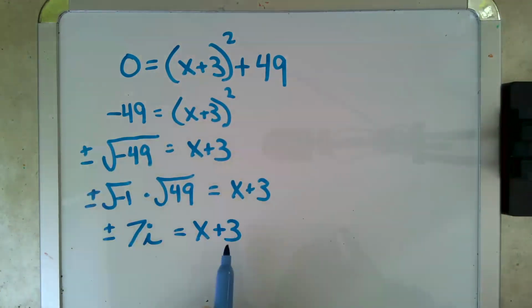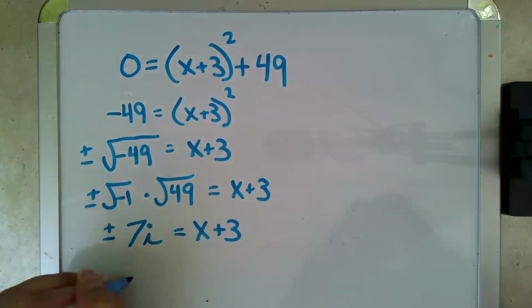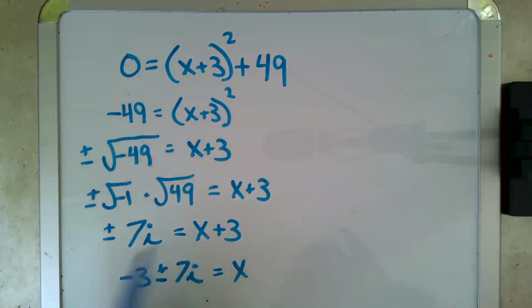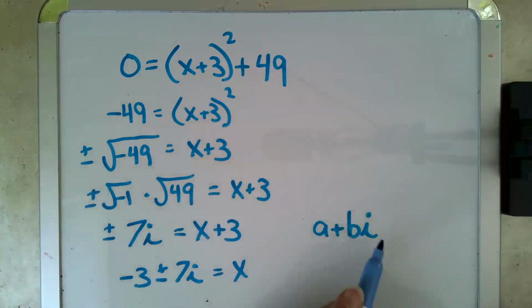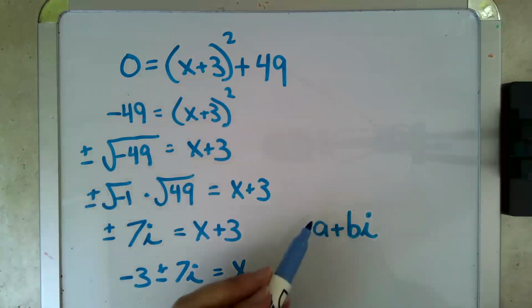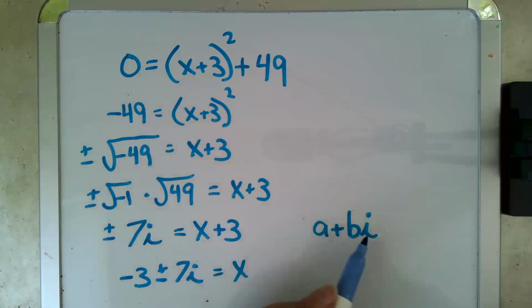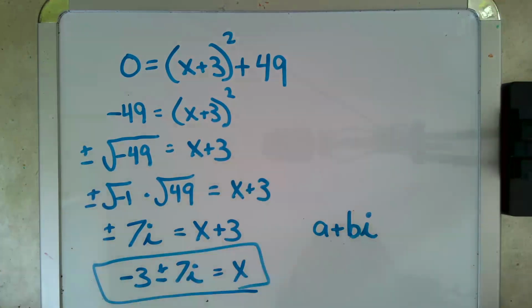And then my last step is I'm going to subtract 3 from both sides. I'm going to put that 3 in front of all of this because convention says I write my complex number in the form a plus bi. So constant plus coefficient times i. Constant plus or minus coefficient times i. And those are my two solutions.